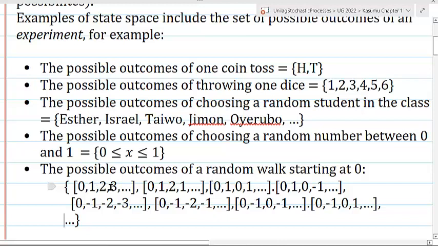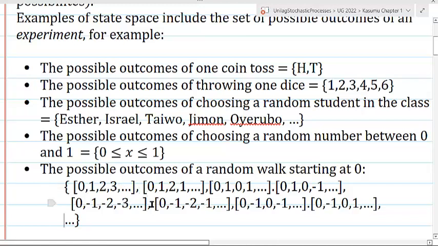If I go 0, 1, 2, 3, the next number would either have to be 4 or 2. If I go 0, 1, 2, 1, the next number would have to be either 2 or 0, and so on. Right? So if I listed 5 steps of the random walk, I would have 16 possibilities.